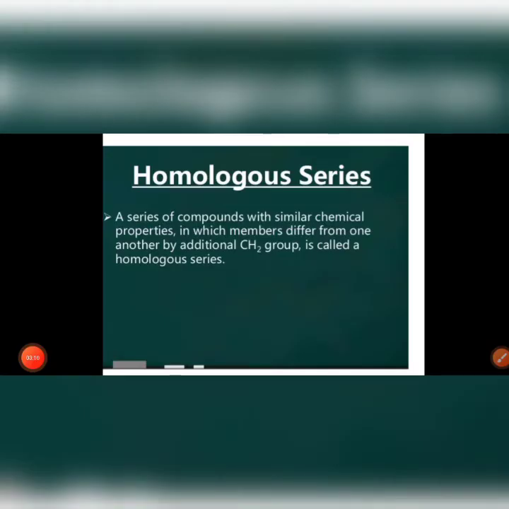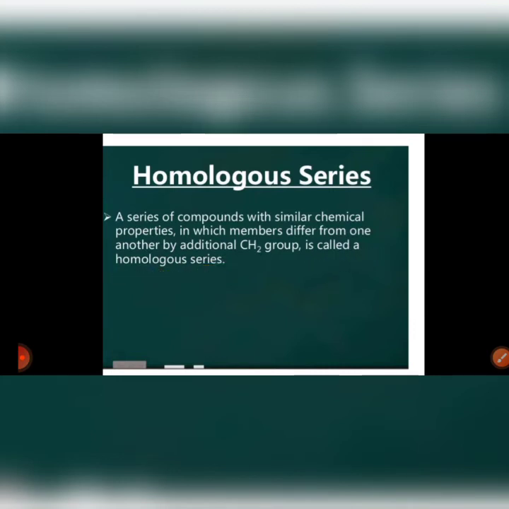So students, now let us discuss what a homologous series is. Here the word homo means the same, and we have the term series over there. So homologous series refers to a sequence whose members have similarities among themselves. Let's move to the definition. It says a series of compounds with similar chemical properties, in which members differ from one another by the addition of a CH2 group, is called a homologous series.